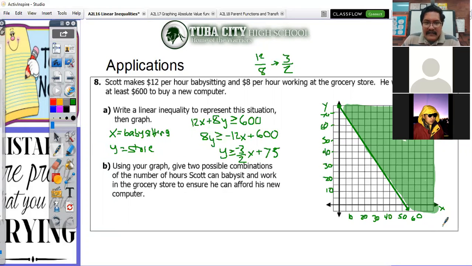Then use your graph and give 2 possible combinations of the number of hours Scott can babysit and work in the grocery store to ensure that he can afford his new computer.